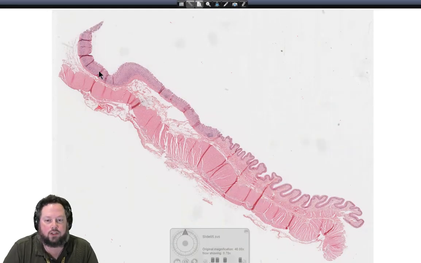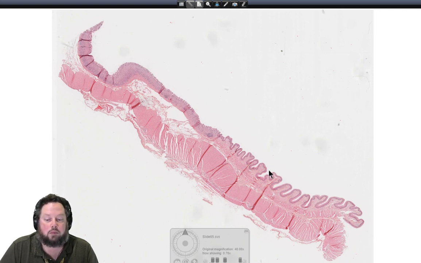All right, so what we're looking at here is a section of the junction between the esophagus and the stomach. So on the right hand side here we actually have the esophagus, and then we've got the first part of the stomach, which is known as the cardiac region of the stomach, and then we have the body of the stomach continuing on this way.